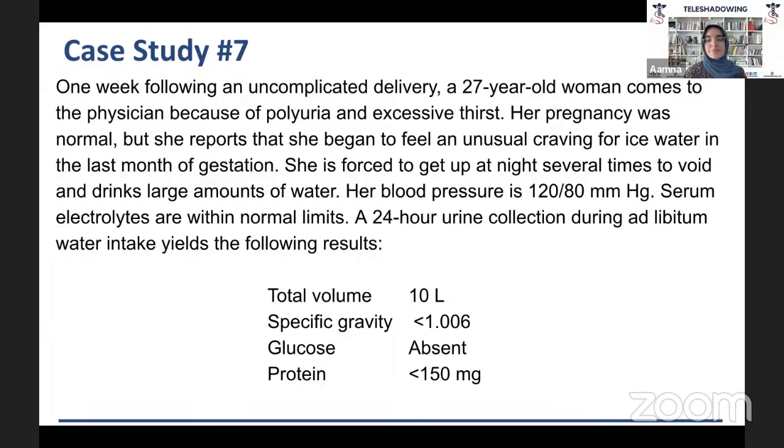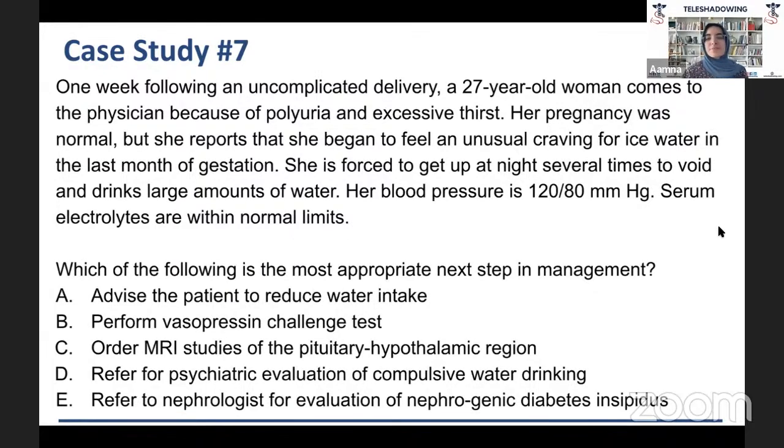Serum electrolytes are within normal limits. A 24-hour urine collection during ad libitum water intake yields the following results. Total volume 10 liters, specific gravity less than 1.006, glucose absent, protein less than 150 milligrams. Which of the following is the most appropriate next step in management?